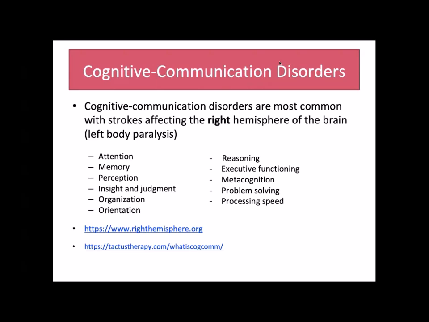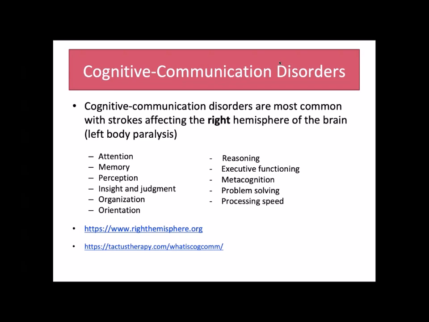Another type of communication disorder is a cognitive communication disorder. And this usually happens to people who have strokes that affect the right hemisphere of their brain. So these will be the people who have the left-sided paralysis. And in the right side of the brain, there'll be more damage to things like attention or memory, judgment, reasoning abilities, problem-solving abilities. So they might process things really slowly. They might show lapses in judgment. Some people with right hemisphere disorders can be socially inappropriate and say things that make you cringe a little bit.